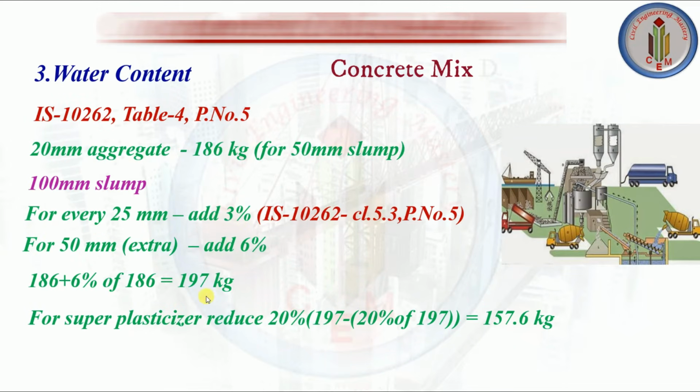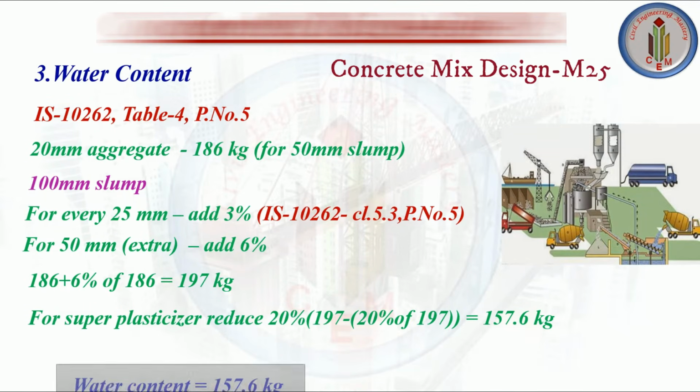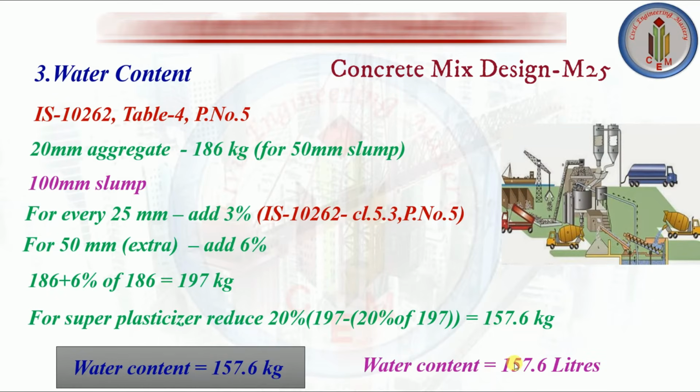We are using the admixture as super plasticizer, so for that we can reduce 20% of water content. We have calculated the water content as 197 kg. So 197 minus 20% of 197, we get 157.6 kg as the water content. We can convert this into liters as well. Water content is equal to 157.6 liters.